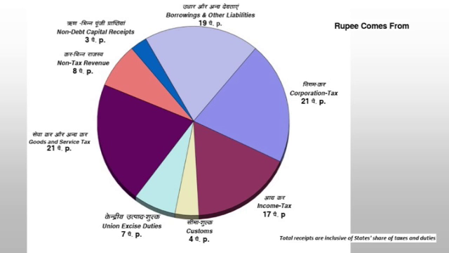Then after income tax friends, if you see on the receipt side, the next one is non-tax revenues, which is 8 paisa, then union excise duty 7 paisa, then customs 4 paisa, and non-debt capital receipts, that is 3 paisa. And borrowings and other liabilities are 19 paisa. It is of overall gross receipts, not of net receipts. So friends, this will give you an idea of how the government of India is receiving money.